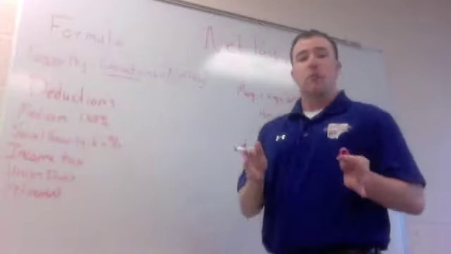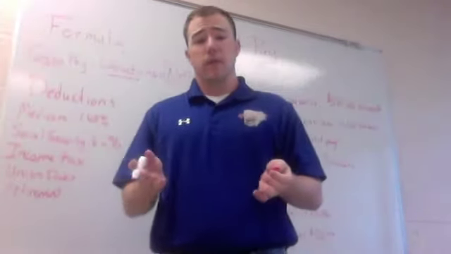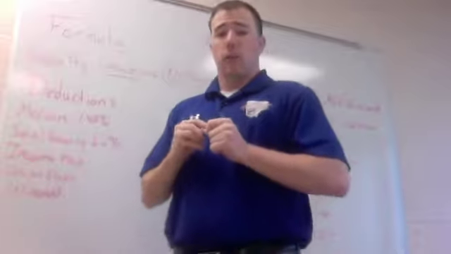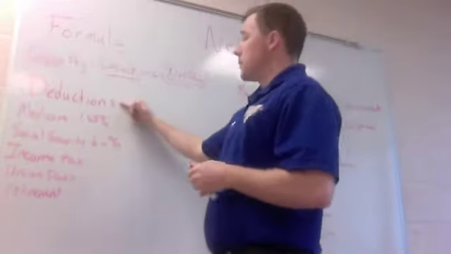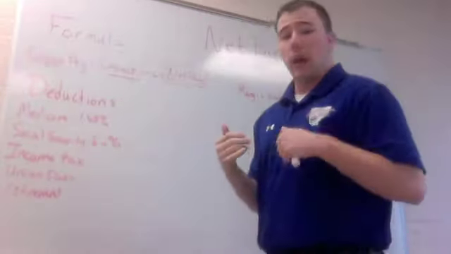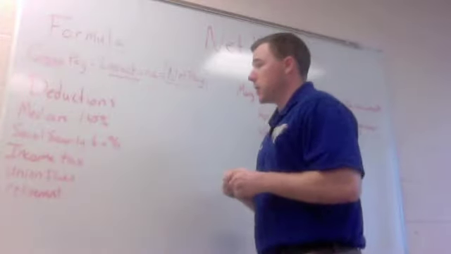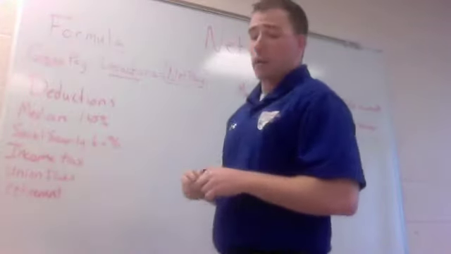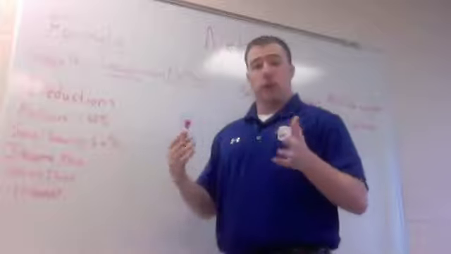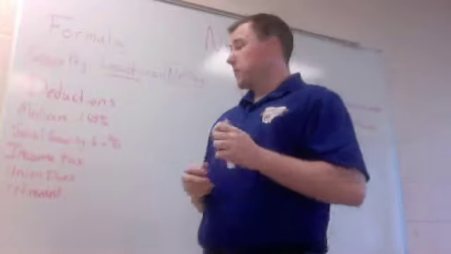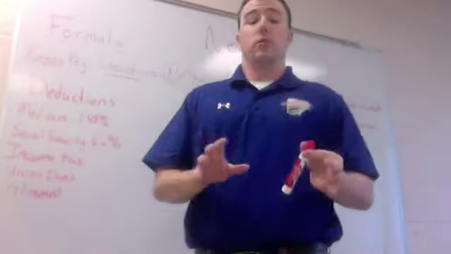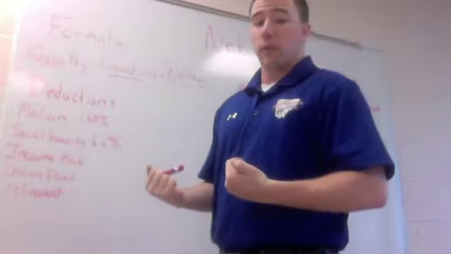Now you might say, what kind of deductions am I going to see from my paychecks? Well, you can see several things. Types of deductions could be Medicare. Everyone gets a certain percentage set out for Medicare. Social Security, income tax, which is your federal withholding tax, which we'll talk about in a second, union dues, retirement. Those are just to name a few. And that's what we're going to be working with in this problem.